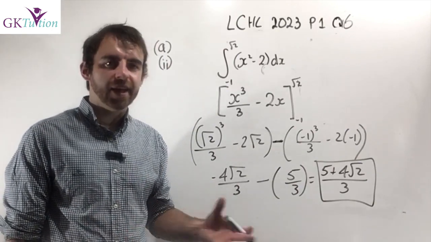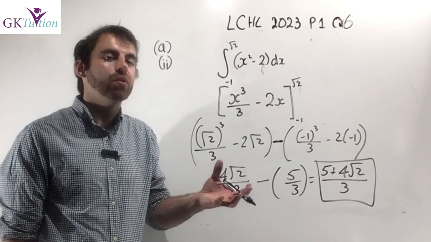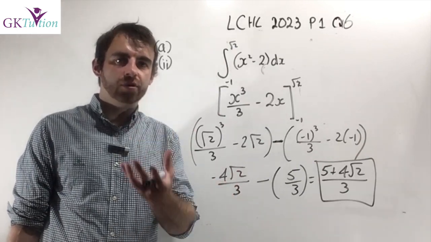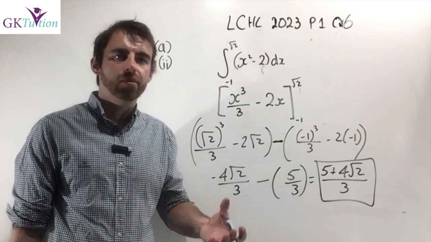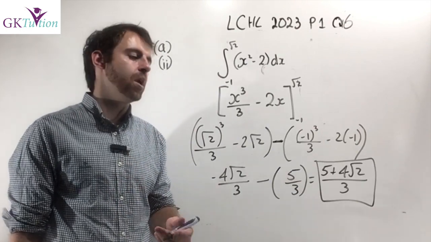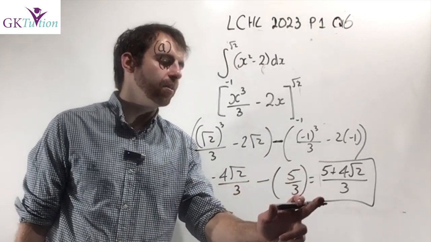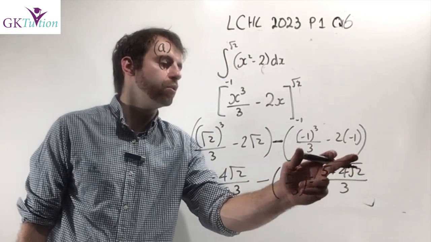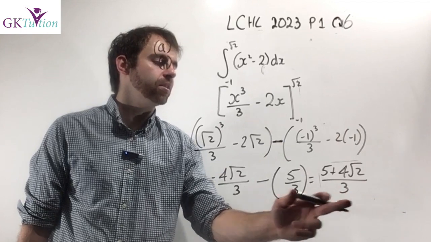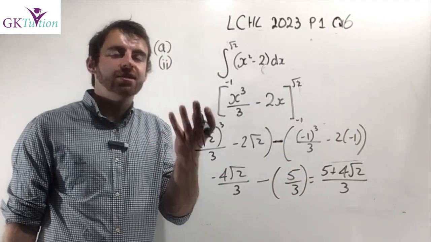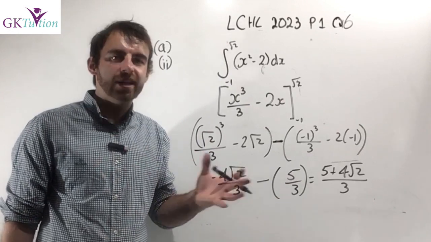However, negative areas don't make sense. And we were expecting to get a negative area anyway, because the area is underneath the x-axis. So it's always going to give you a negative value. So you just ignore the sign and take the positive value. The area is 5 plus 4 root 2 over 3. So despite the fact that you're getting a negative value, that only indicates that it's below the x-axis, but we don't really care about that.